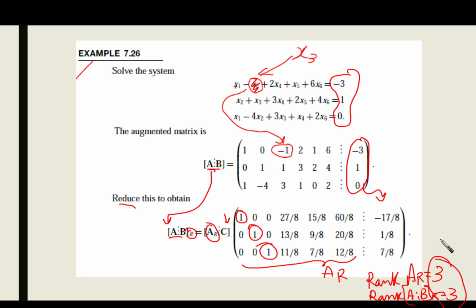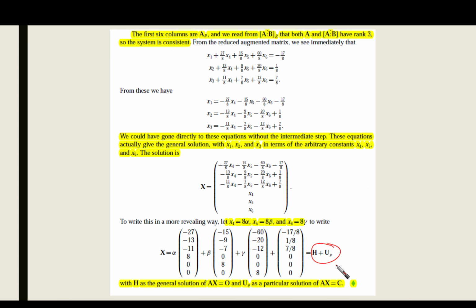This means what? Yes, this system has a solution. It will work for us, because we do not have any equation that has zeros for all the coefficients of the unknowns. Now let's see how we can work with this. The first 6 columns are AR, and we read from the augmented matrix that both A and the augmented matrix have rank 3. This is what I've explained. So the system is consistent. We call it consistent, meaning that it has a solution.